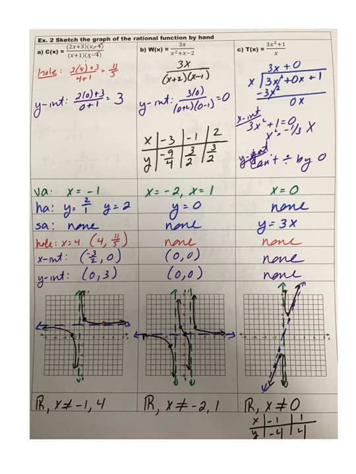And again, we look at the vertical asymptote and the holes. Our domain: all real numbers except x cannot equal 0.